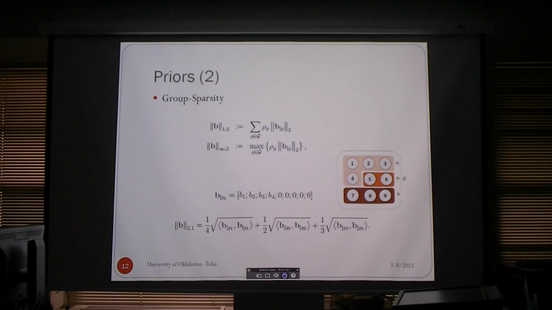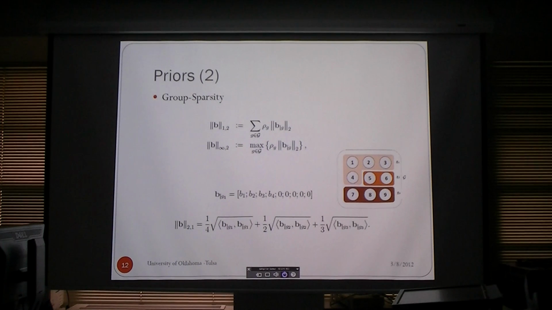A second type of prior that we want to apply on the B is a structural type of prior. For example, if we have some segmentation on the data, we want to use this type of information to, for example, find our bases.